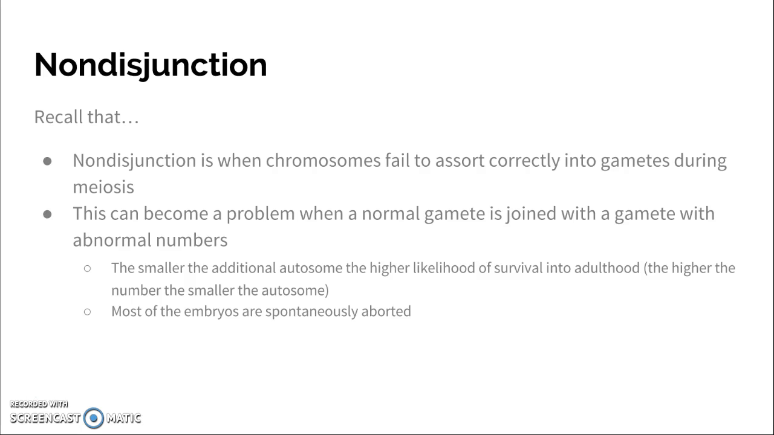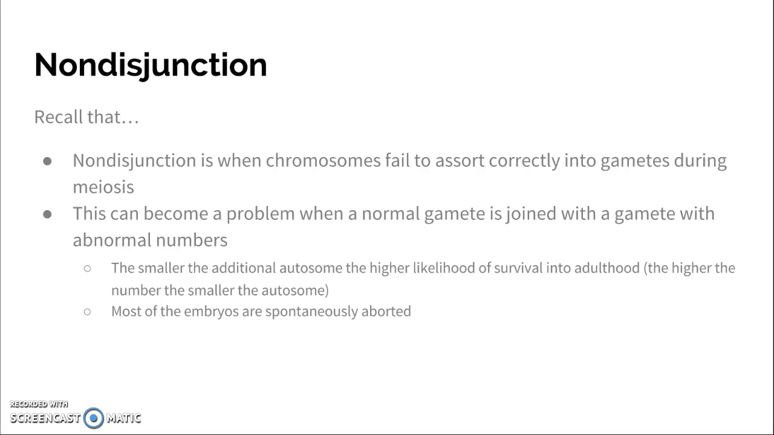So this becomes a problem when a normal gamete is joined with a gamete with abnormal numbers. If we join these together, obviously we no longer are going from half the number of our chromosomes to the full number, but we have an odd set of numbers joined to another odd set of numbers, which throws the whole system off.